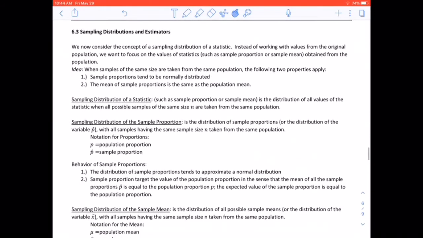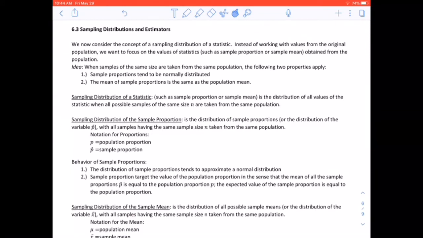And then we get into section 6.3, which is sampling distribution and estimators. We now consider the concept of sampling distribution of a statistic instead of working with values from the original population. We want to focus on values of the statistic, such as a single sample proportion or a sample mean obtained from the population.